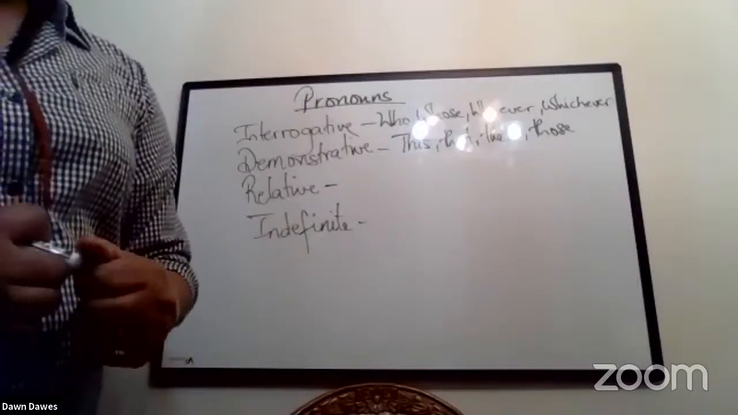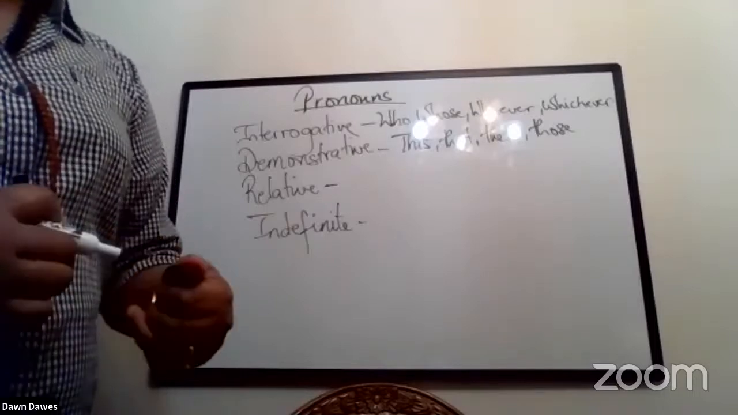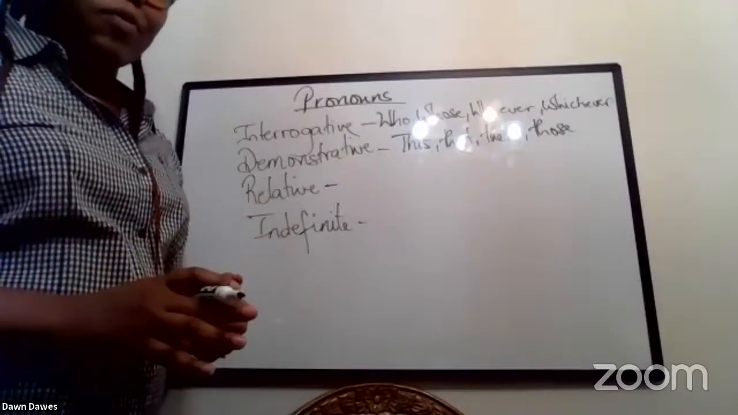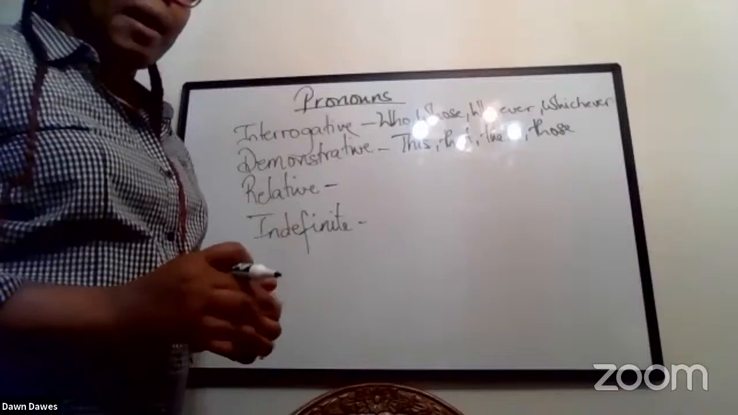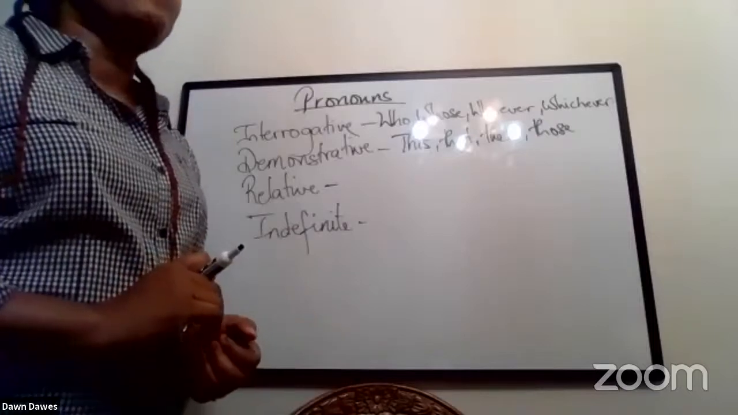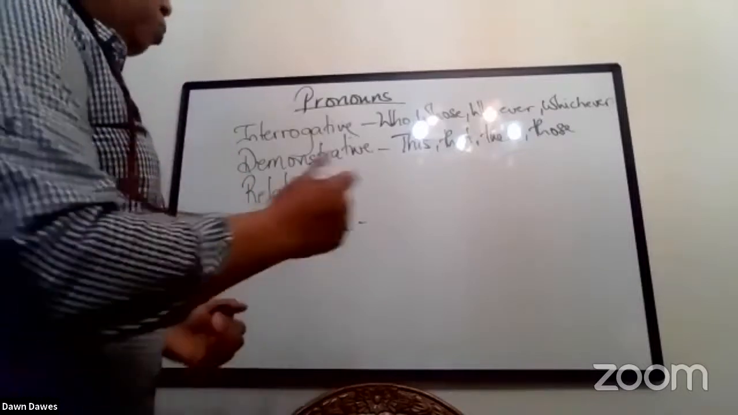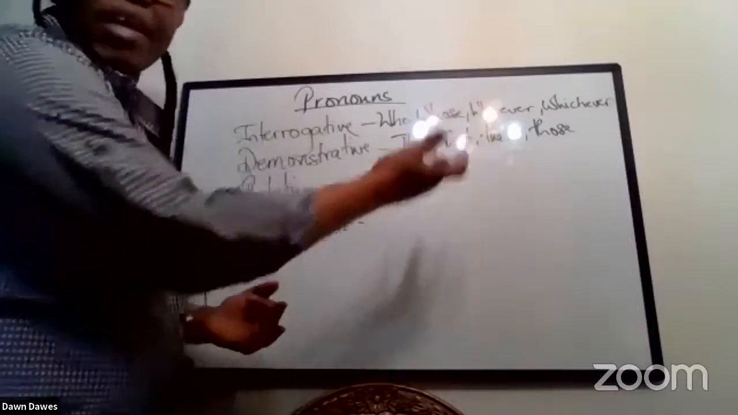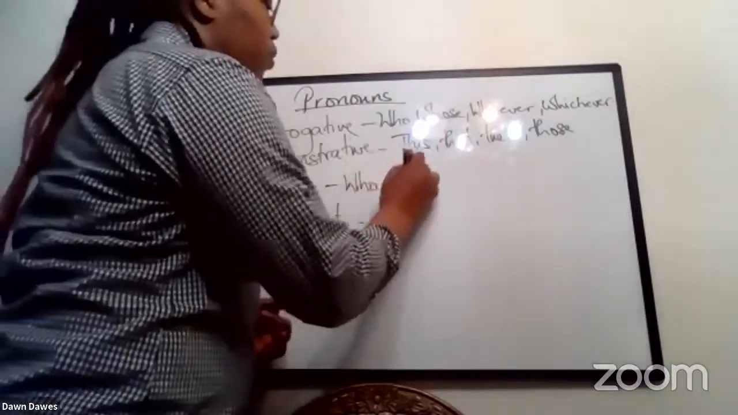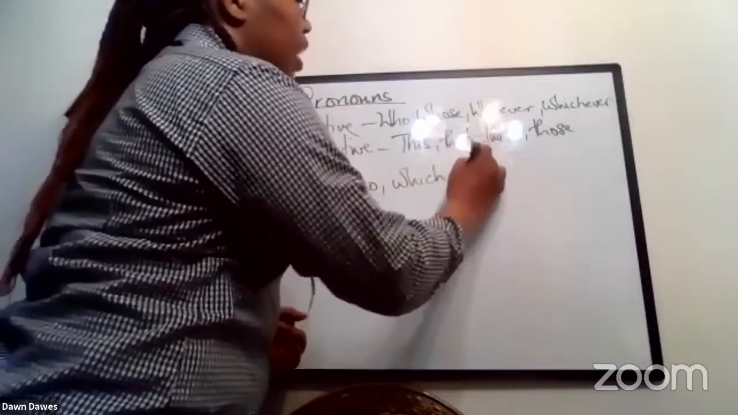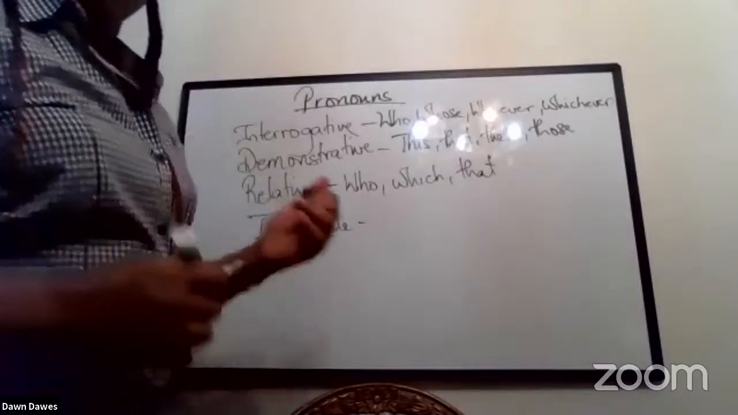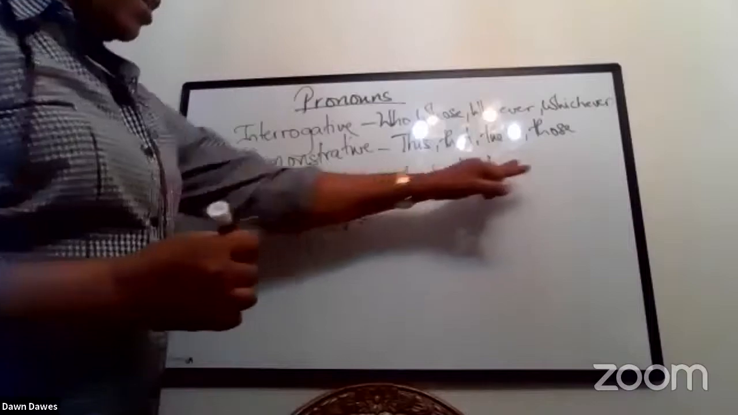Okay, and then we are going to look at relative pronouns. We say that relative pronouns are used at the beginning of subordinating clauses, or we call them dependent clauses. They basically fall in other categories too. So you have words like who, which, that, whatever, whichever, whenever, whoever, words like those. And I will give you examples.